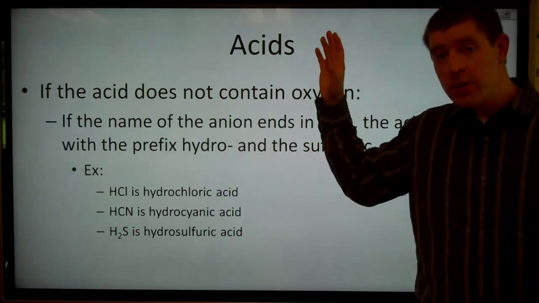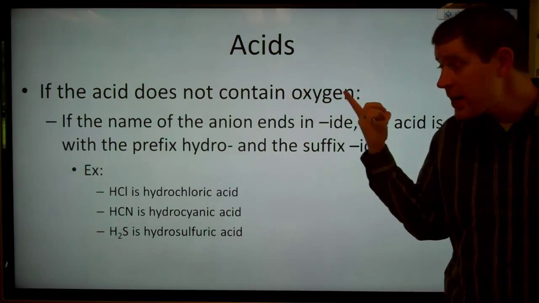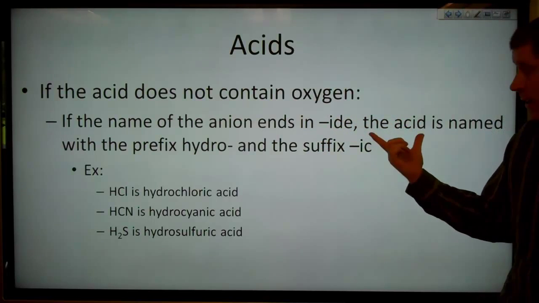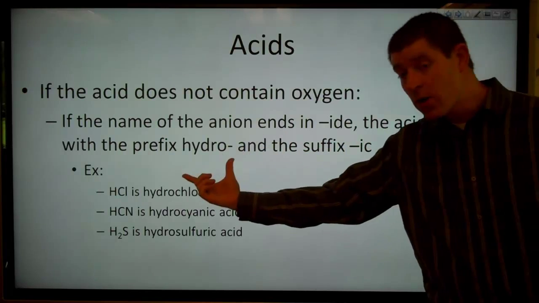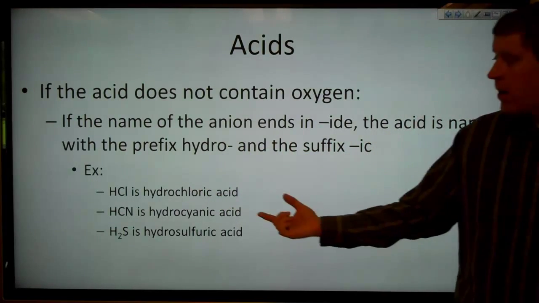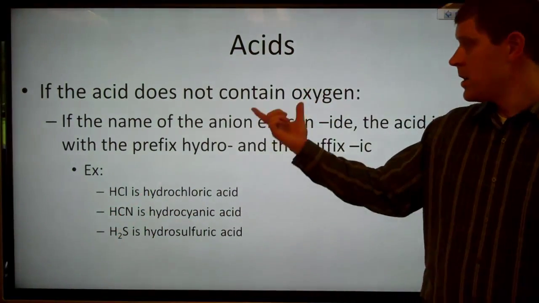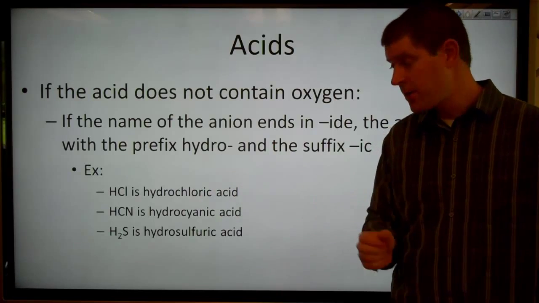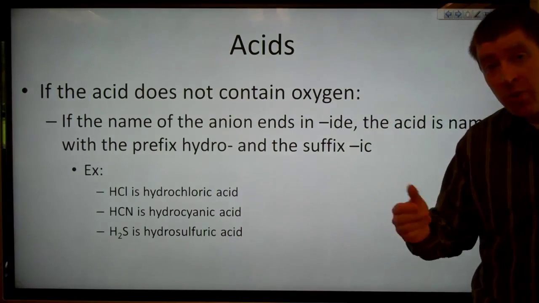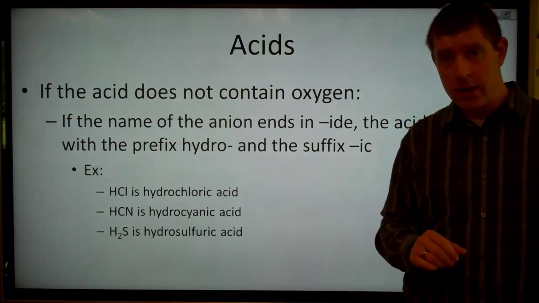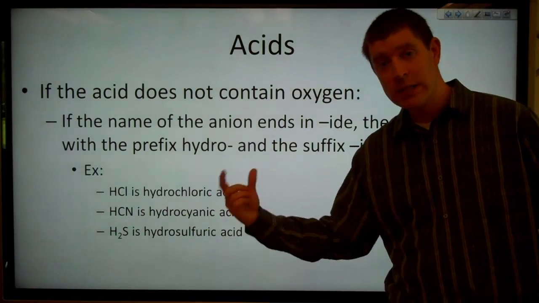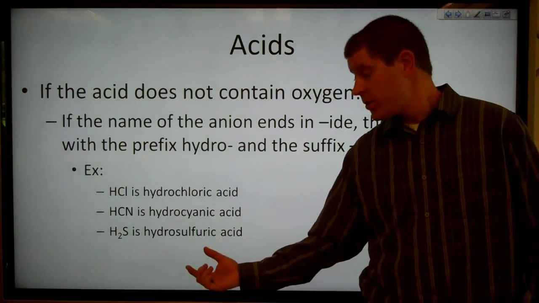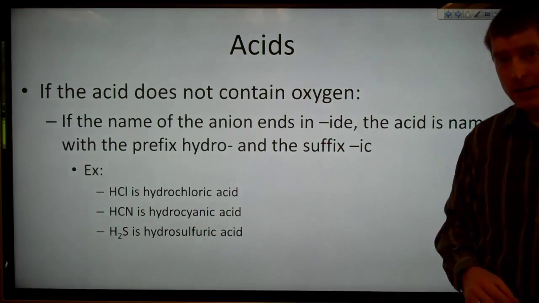All right, so now let's get to naming acids. If the acid does not contain oxygen, and the name of the anion ends in -ide, then the acid is named with the prefix hydro- and the suffix -ic. For something like HCl, the anion is chloride, that ends in -ide, so that becomes hydrochloric acid. HCN, the CN part is cyanide, so that becomes hydrocyanic acid. H2S, the S part is sulfide, so that gets named hydrosulfuric acid.